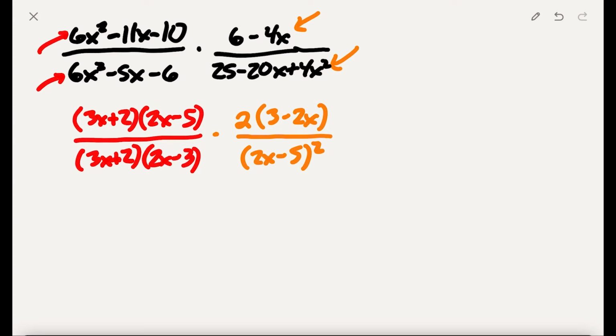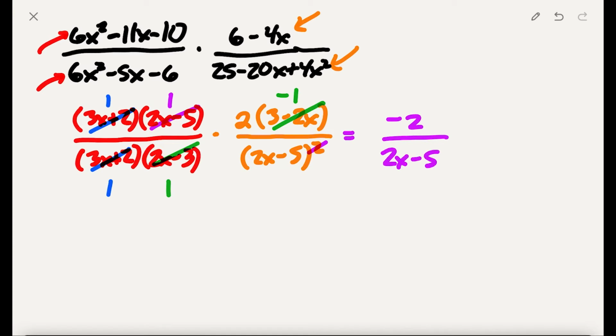Okay. Next, you'll notice that this 3 minus 2x is the opposite of this 2x minus 3 right here. So what you can do is factor this out here and then just make this one negative. And this one would be 1, so -1 and 1. This one and this one are going to cancel. And then one of these and one of these is going to cancel. So your final answer is going to be -2 divided by 2x minus 5.